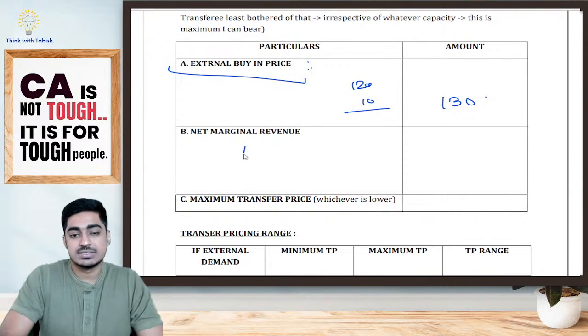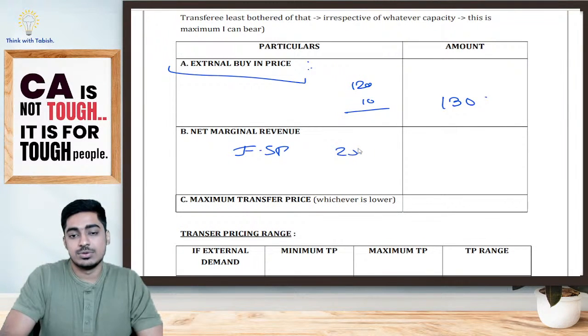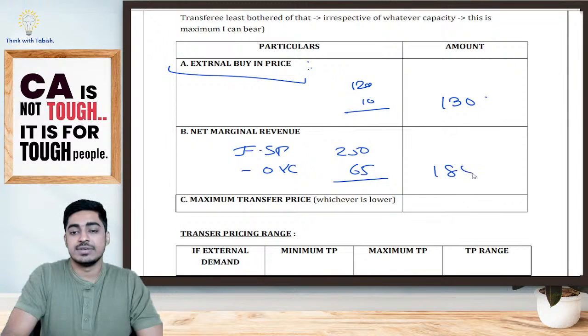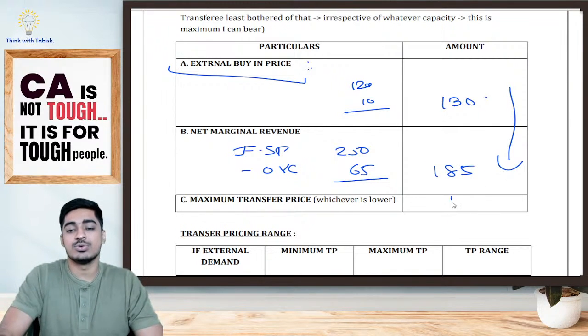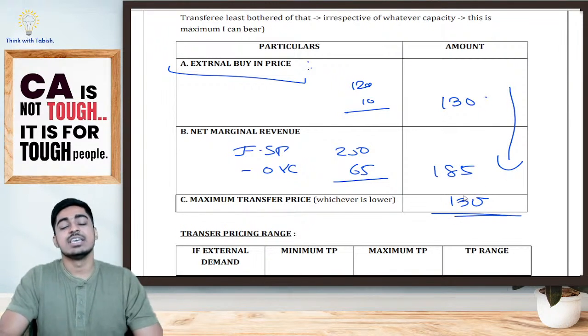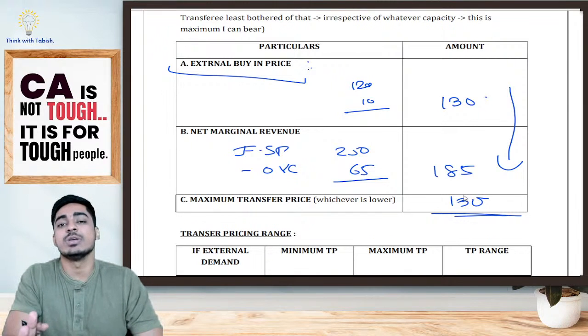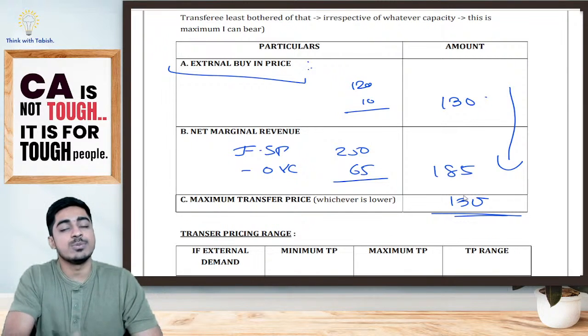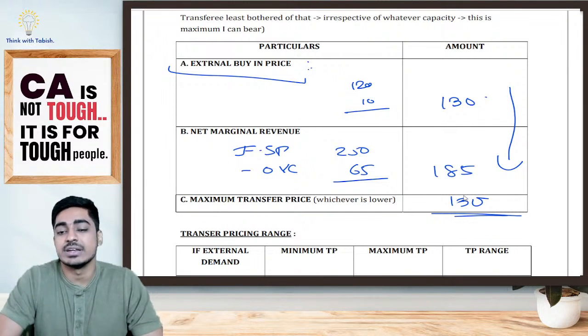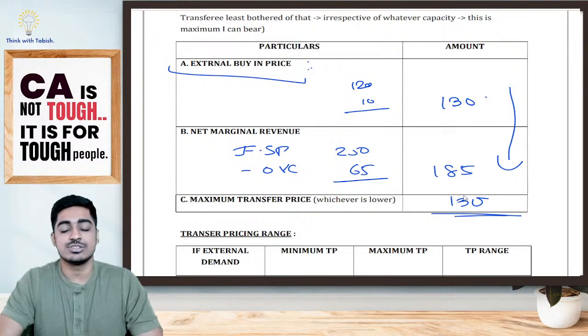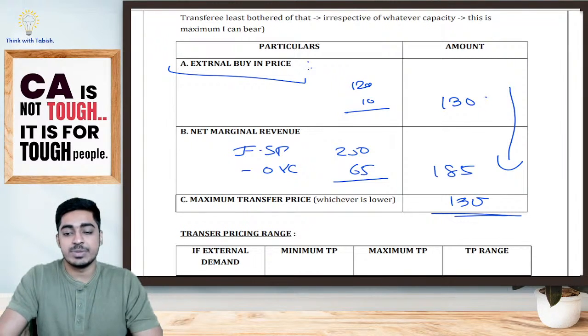Final selling price 250 minus other variable cost 65, 185, and we'll be taking whichever is lower. Transferee is telling, yes, if you are giving it to me at 130, give it to me. More than that, don't expect, because I will buy it from an outside supplier at 130 rupees. Is it clear, students? Is it clear how we arrive at minimum and maximum transfer price? Should we continue, students?